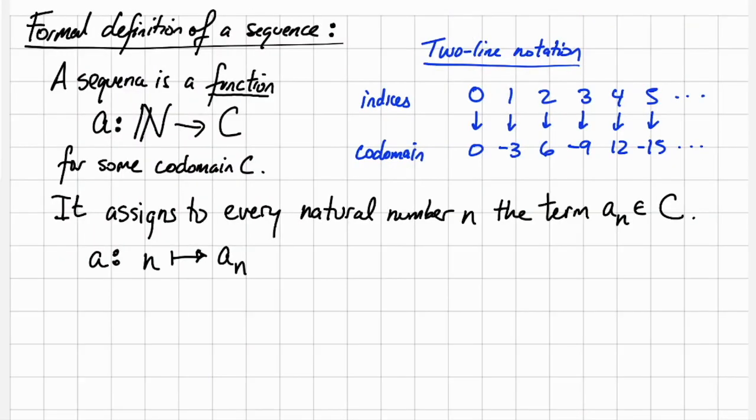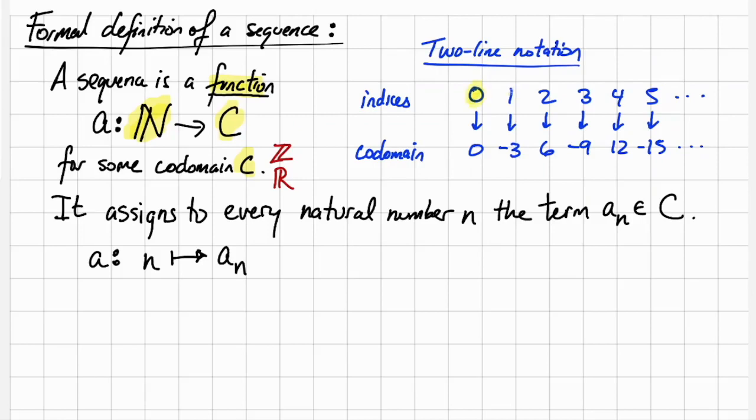A key idea is that a sequence can be thought of as a function. It's a function with domain natural numbers, with some codomain C. And often we'll be dealing with codomains that are integers or codomains that are real numbers. We can see this in two-line notation.